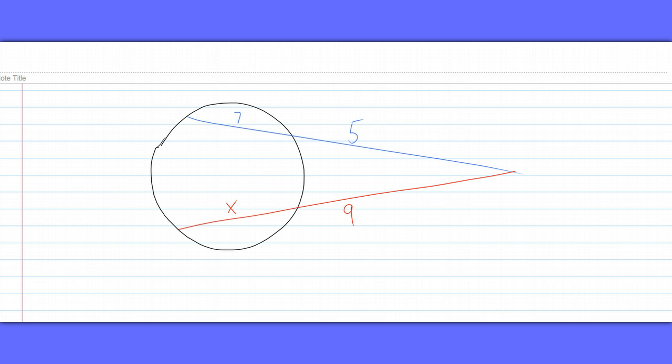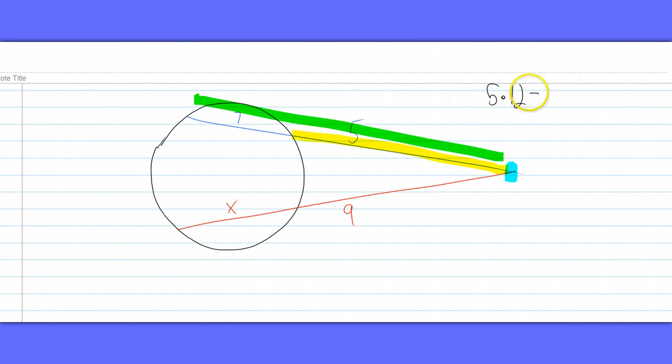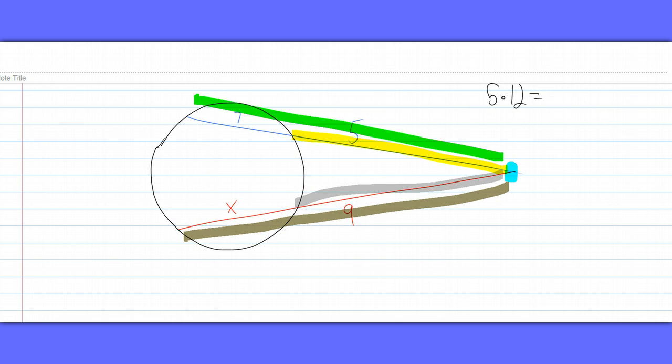In this problem, we have two secants intersecting outside the circle, and they're intersecting at this highlighted point on the right. If I go along this top secant, we have a length of 5 and a length of 12, so we have 5 times 12. And now if we look at the bottom one, there is a length of 9, and the other length is 9 plus x. So 5 times 12 is equal to 9 times the quantity 9 plus x. At this point, it's algebra. Distribute the 9, so it's 81 plus 9x.